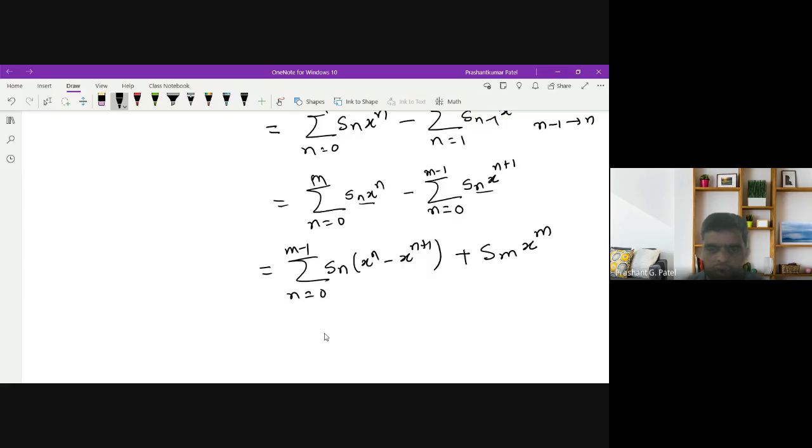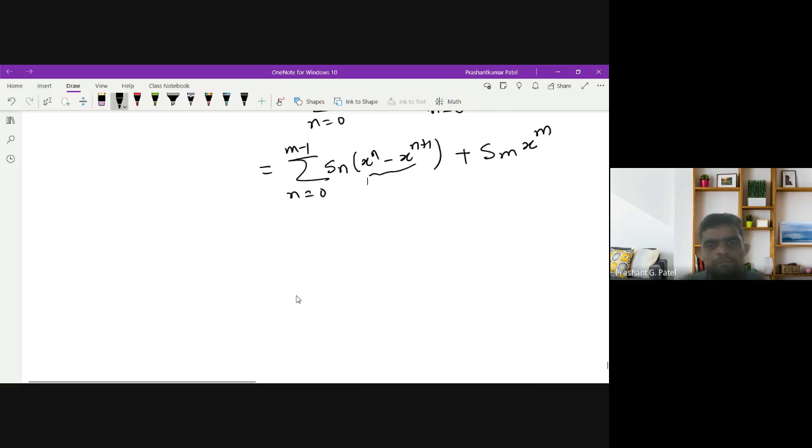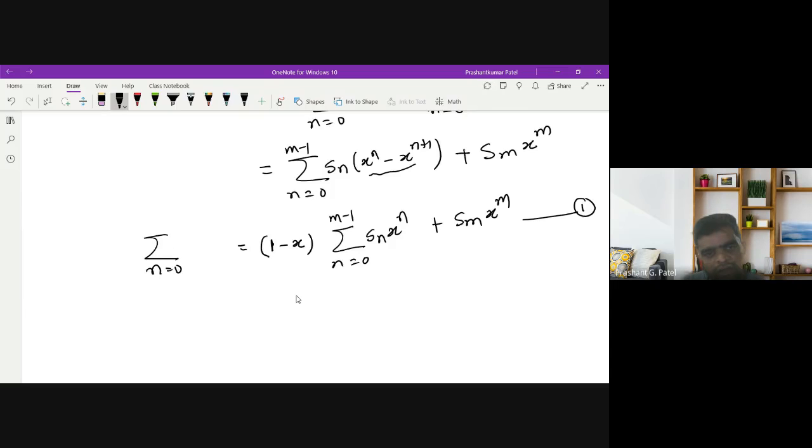You just observe what the common quantity from these two is, that is x power n. So what we are left with is 1 minus x from this, and inside we will have n running from 0 to m minus 1 Sn x raised to n plus Sm x power m. I call this statement 1. On the other side we have summation n running from 0 to m an x power n. So I will call this statement number 1.